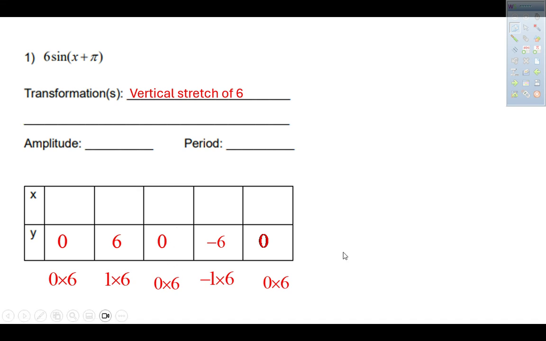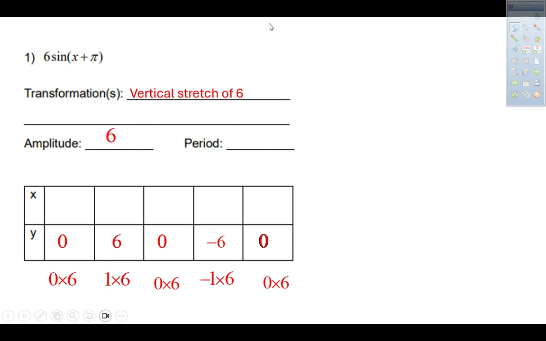All right. Vertical stretch of 6: 0, 6, 0, -6, 0. We okay with that? And the amplitude would be half of the height of the graph. So the graph goes from -6 to +6, which is 12. Half of that is 6. Or it's just the number in front. All right, so the amplitude here is 6.